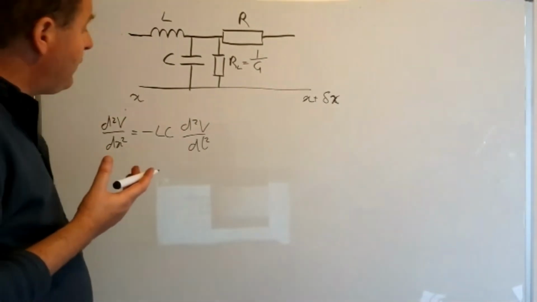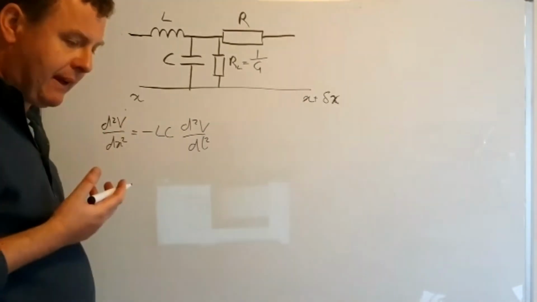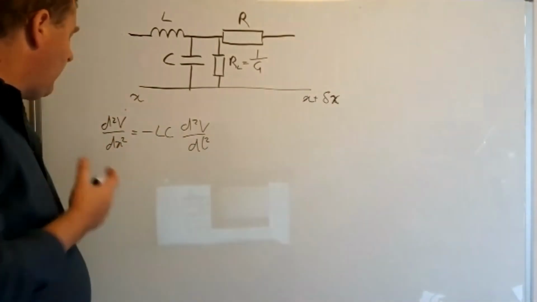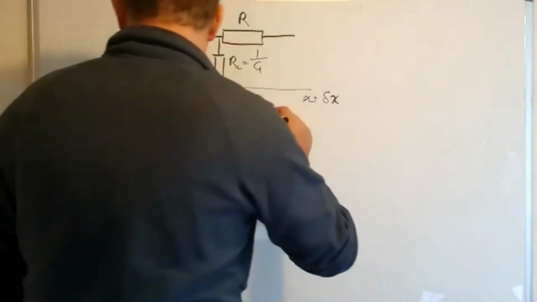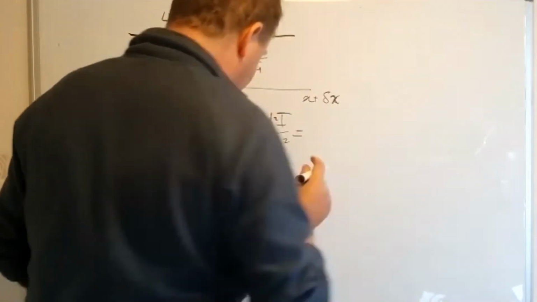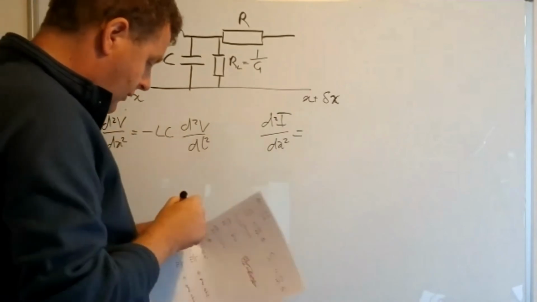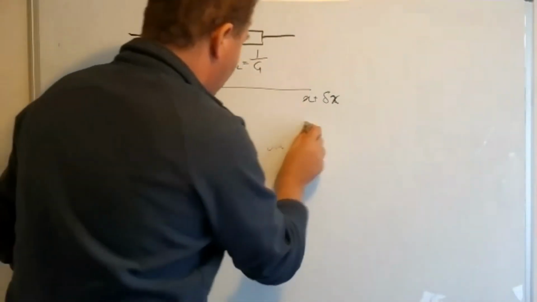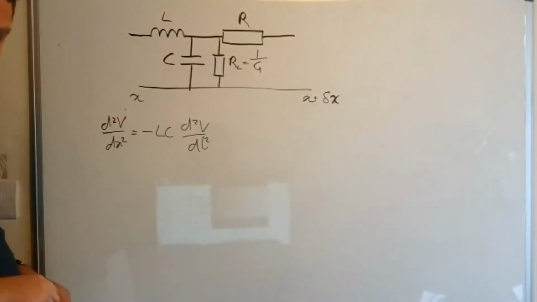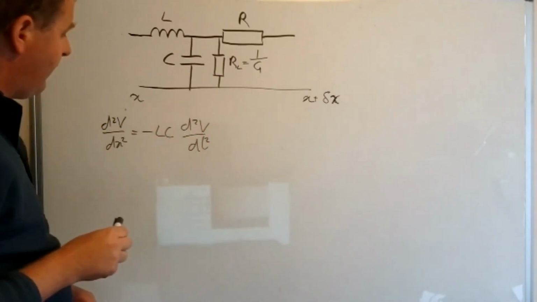Okay, so if we did the same operation with the other equations, if we differentiate equation 2 with respect to x and substitute in the value from equation 1, then you'll get an equivalent equation in terms of the current, and you'll show that d2i/dx squared equals... So we create our equation: d2v/dx squared is LC d2v/dt squared.